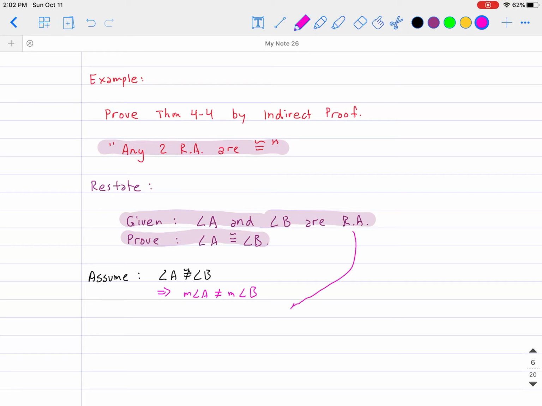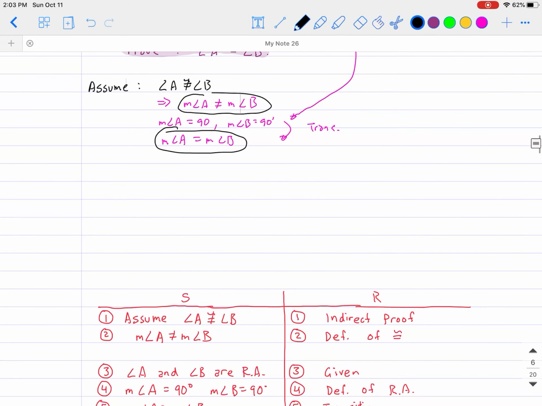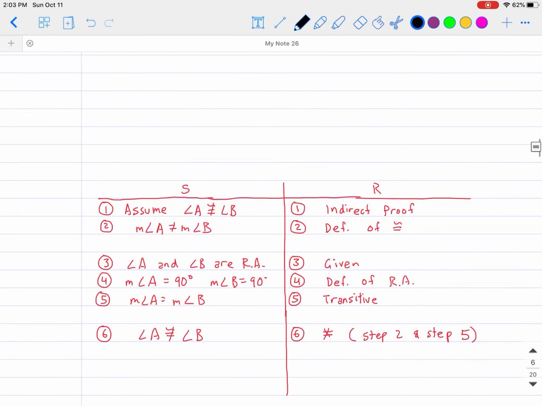From there, I think I've exhausted all the way that I can go with A is not congruent to B. So now let's go to the given and see what I can pull from it. Well, A and B are supposed to be right angles. So from this, we can say that the measurement of angle A is equal to 90, and also the measurement of angle B is equal to 90. And by transitive property, we can say that the measurement of angle A is equal to the measurement of angle B. And right there, you can see your contradiction, because this step is contradicting this step right here. All right, so there's your proof.